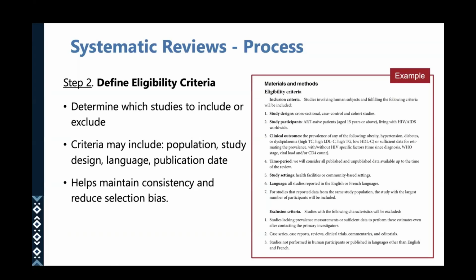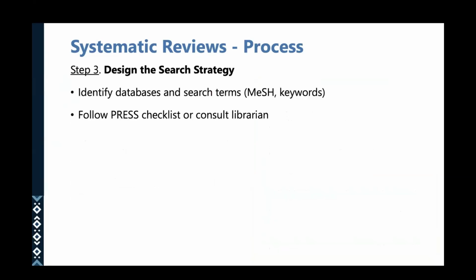And in the exclusion criteria, if a study did not report prevalence values, because this was our primary research question, or did not have sufficient data, numerator and denominator data, for you to estimate the prevalence, that study did not qualify. We also excluded case series, case reports, clinical trials, commentaries, editorials, and so on. And also studies that were not performed on human subjects. For example, studies in mice, studies in gorillas and monkeys and so on, or studies that were done in other languages. So after you've done this, the next step is to define your search strategy.